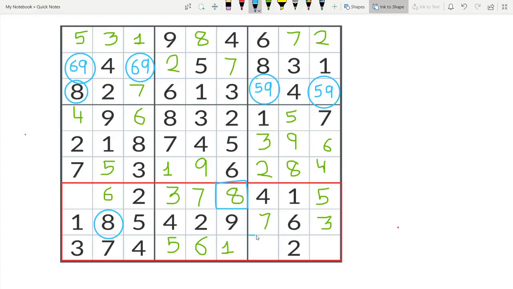Now number 8 for the bottom row has to be either this cell or this cell. I see that there is already a number 8 over here. So this is not an option for number 8. So I'm left with this cell that can hold number 8 for the bottom row.